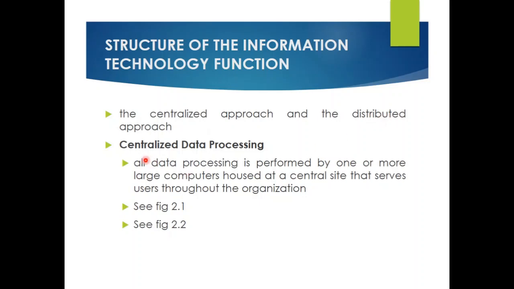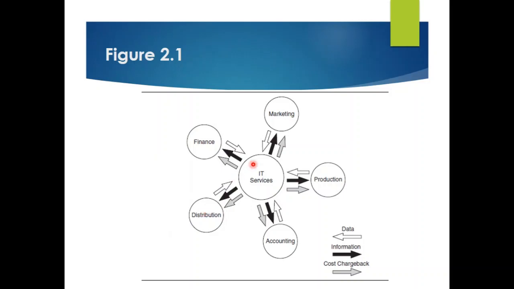First, let's start with the centralized data processing. Under the centralized data processing model, all data processing is performed by one or more large computers housed at a central site that serves, take note, users throughout the organization. Let's take a look at two different figures here. Let's start with figure 2.1. This shows centralized data processing. In this illustration, the IT services are consolidated and managed as a shared organization resource. That is why the IT here is found at the center.